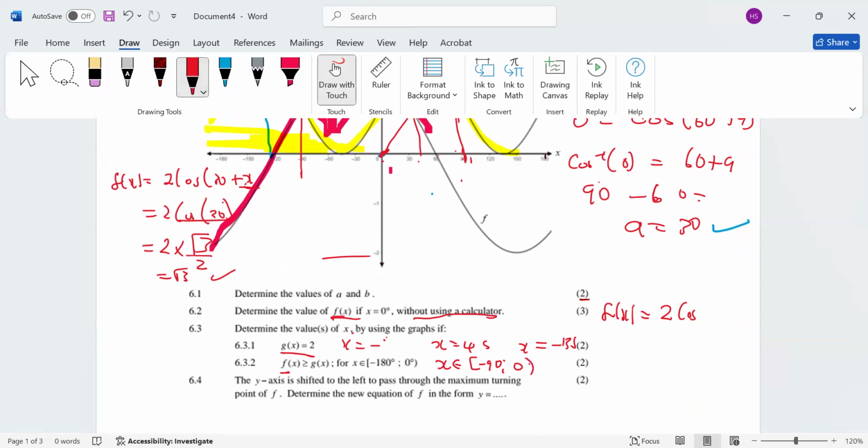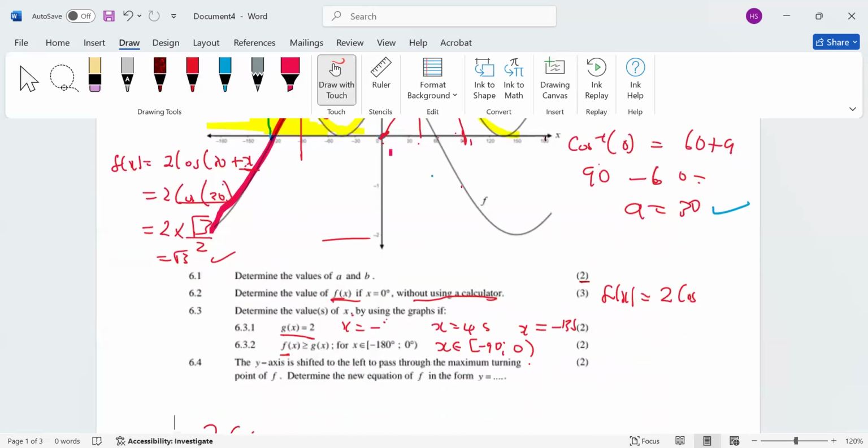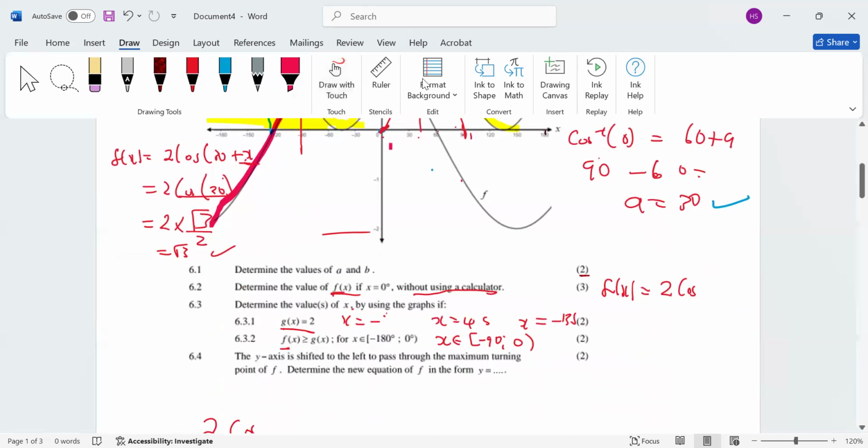The y-axis is shifted to the left, to pass through the maximum. Okay, let's do this special.